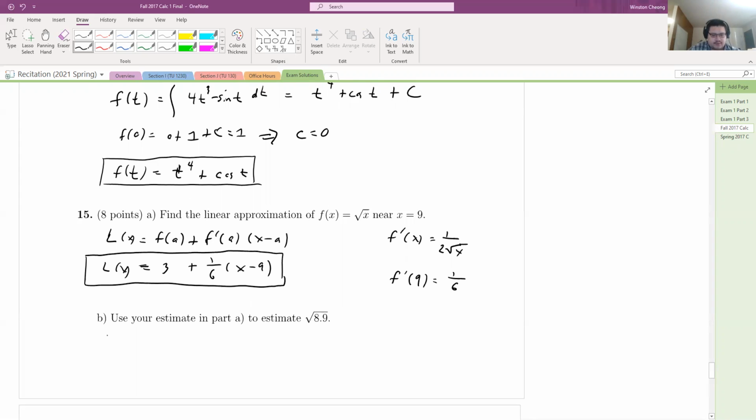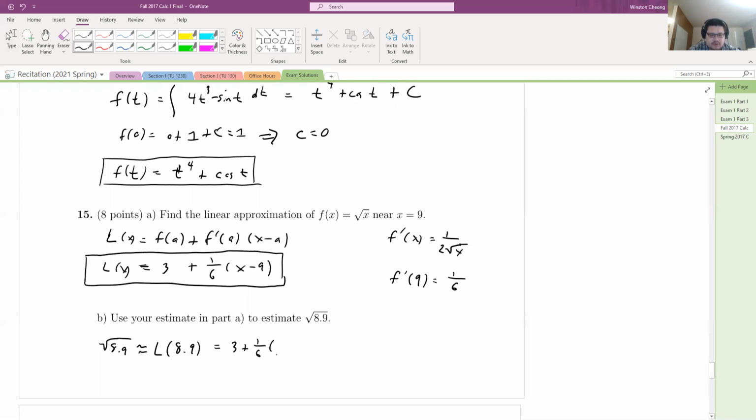We want to approximate the value of the square root of 8.9. And so the idea for linear approximation is that for values that are close to where you centered your approximation at, the linear approximation should be kind of close. And 8.9 is pretty close to 9. So the idea is you can approximate this by taking L of 8.9. And so let's go ahead and try to plug that in.